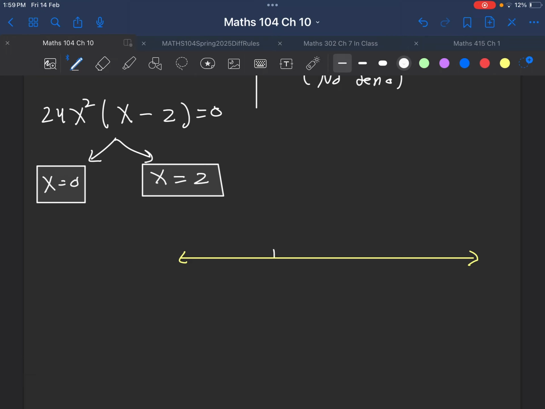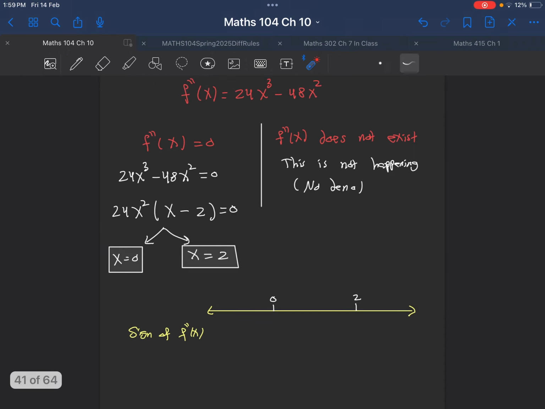Next step, we need to do the number line once again. We write 0 and we write 2. However, here we need to find the sign of f double prime of x. Not just f prime, it's double prime. So let's pick a number. Pick for me a number less than 0, for example -1, and substitute it here. So everything here will be negative, which means concave downward, going down here.